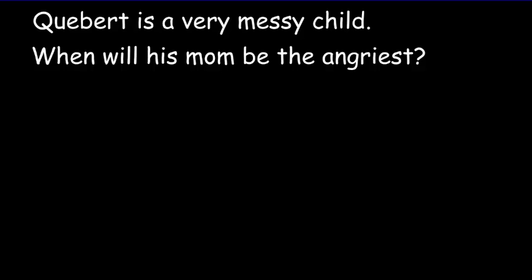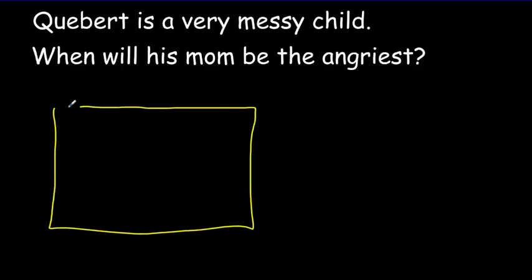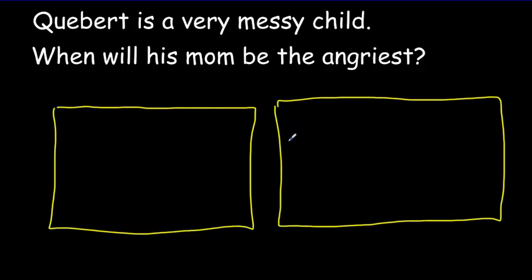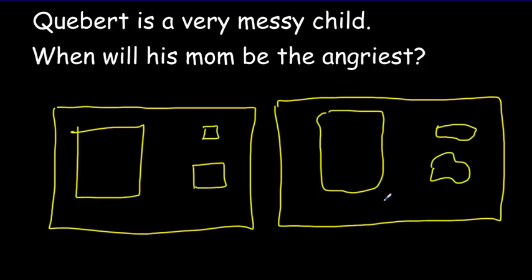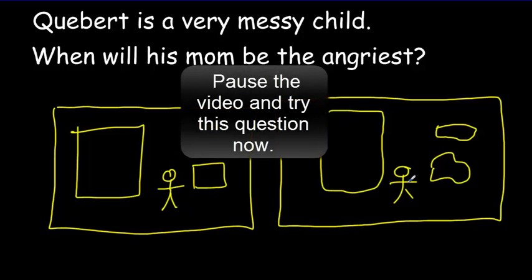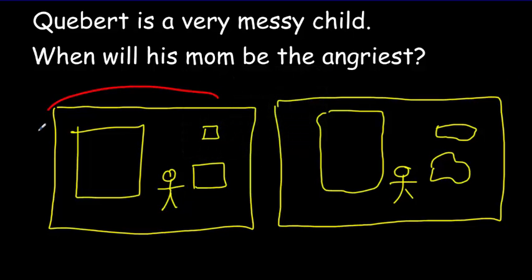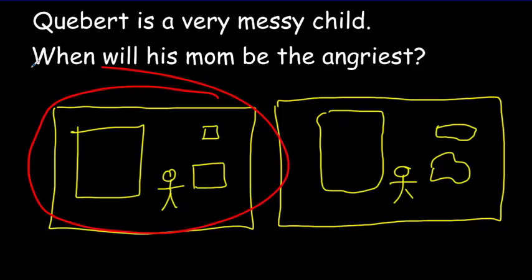Okay, I have a little scenario for you. We've got a very messy child named Quebert, and there's two identical rooms in his home. In one of them, his mother has just tidied up, so it is looking spick and span. Everything is exactly in its place. And in the other room, identical room, but it hasn't been cleaned for a while, so it's already a little bit messy. Let's suppose Quebert goes into both rooms. Which room is his mother likely to be more angry about when he goes into the room and does his usual messing up? And I'm sure you said it was the room that his mother had already tidied up.